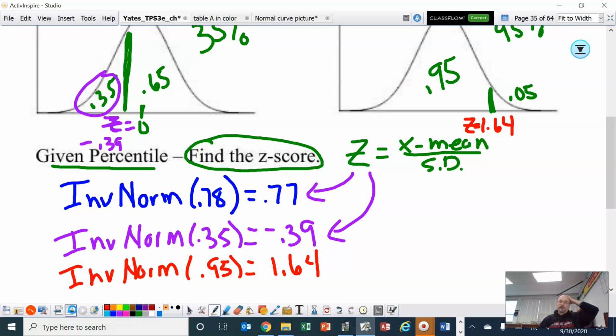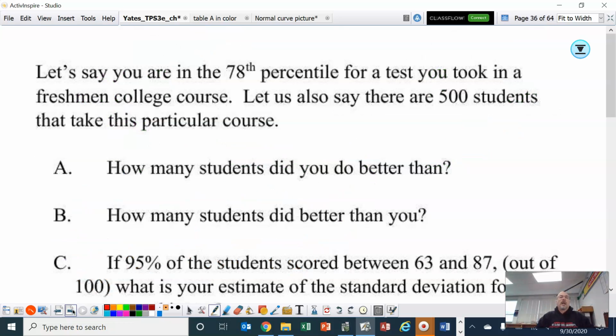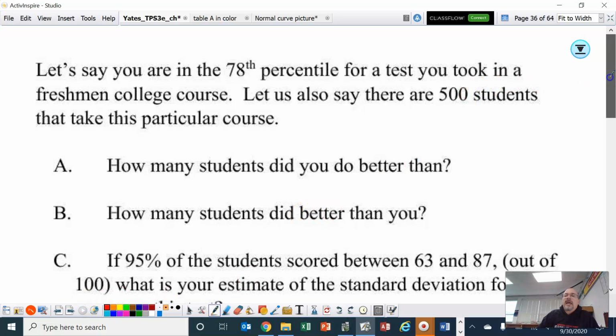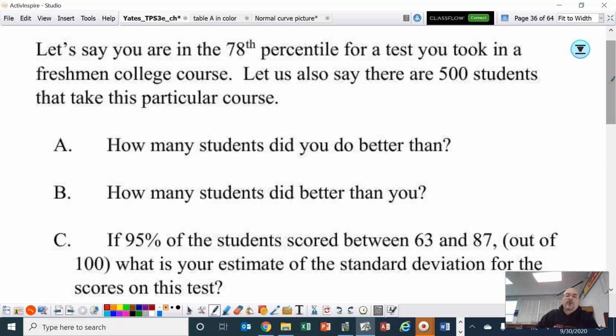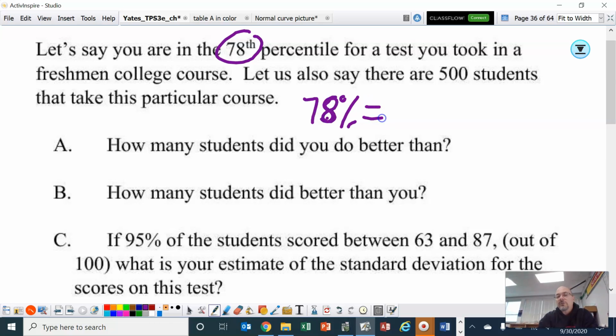Here we go. Let's say you are in the 78th percentile for a test you took in a freshman college course. Let us also say there are 500 students that take this particular course. Question number 1, how many students did you do better than? Well, we don't need the normal curve to answer this question. You are in the 78th percentile. That means you did better than 78% of the students.